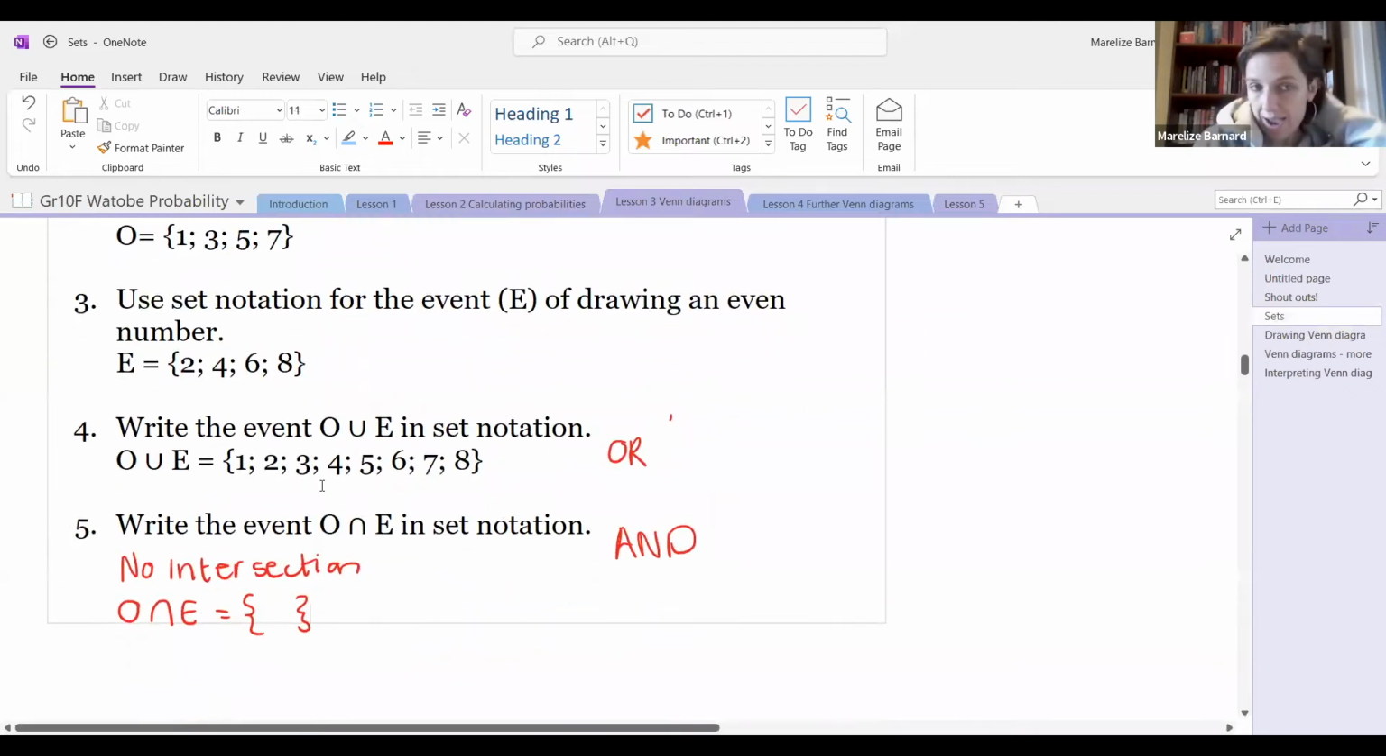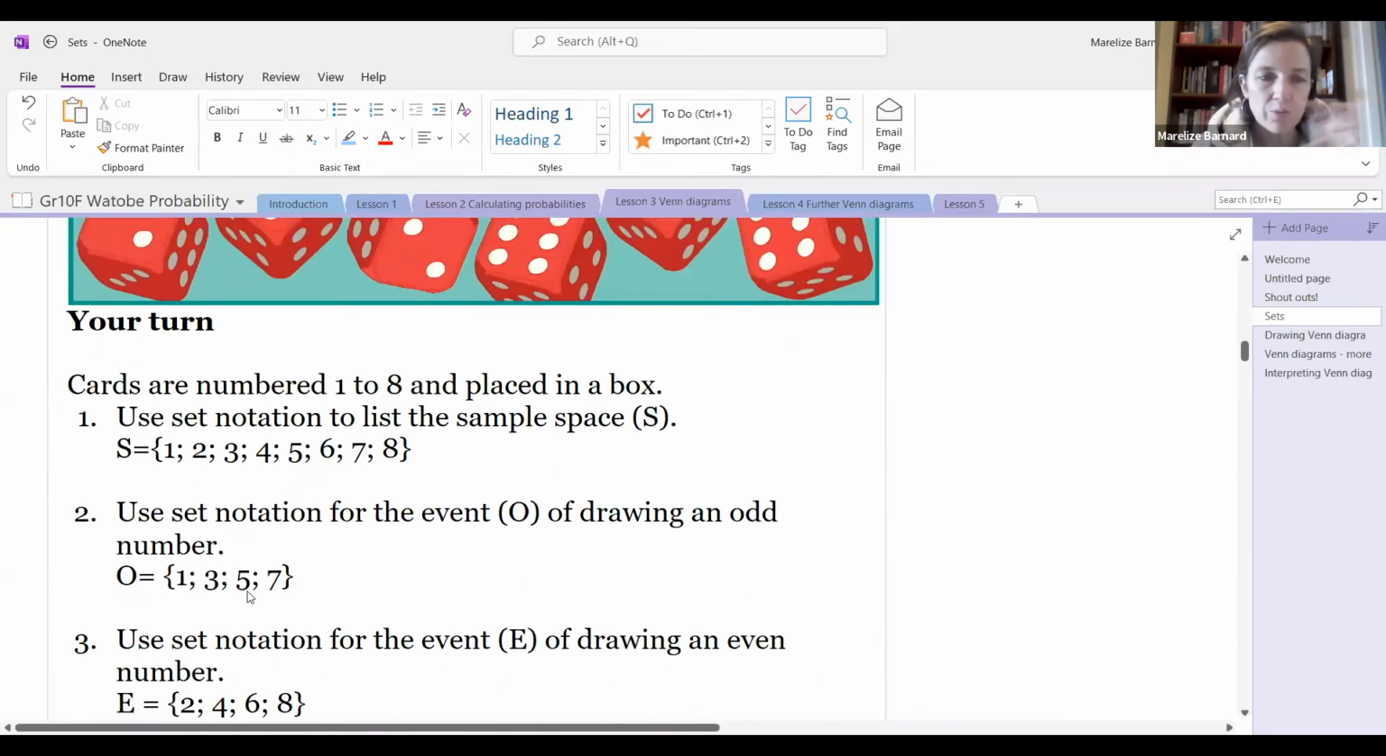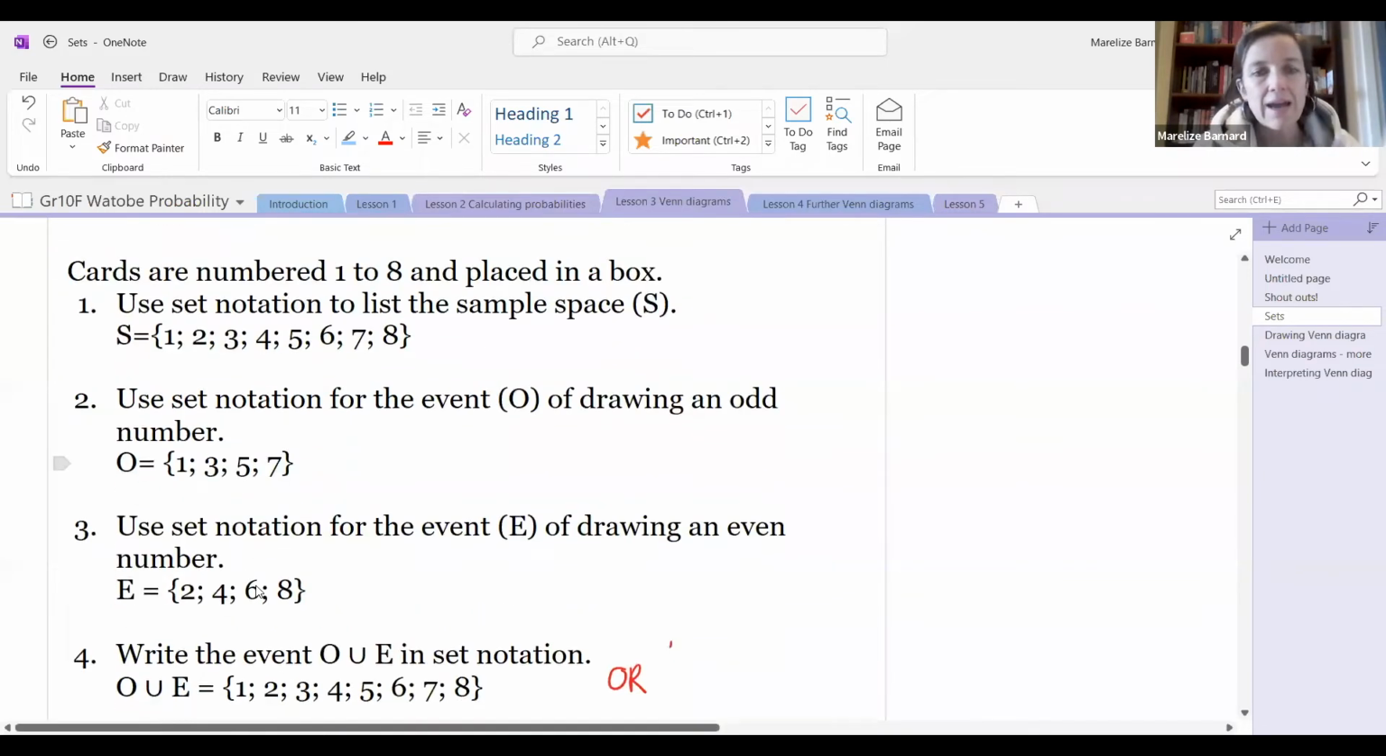Okay, so when we are talking about the union, we use the word or, so a number that is odd or even or both. If you look at O, which was the odd numbers, that was 1, 3, 5, and 7, and the even numbers are 2, 4, 6, and 8. And if you're looking at odd or even or both, then you're really looking at the union of the two, everything that's odd and everything that's even together. Okay.